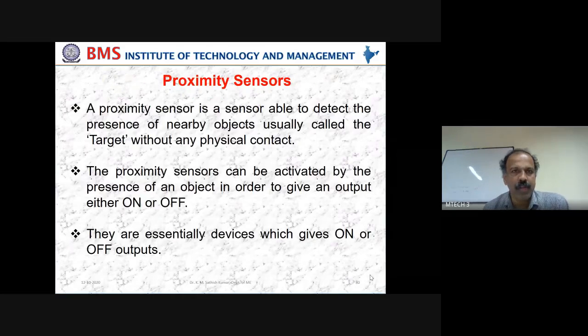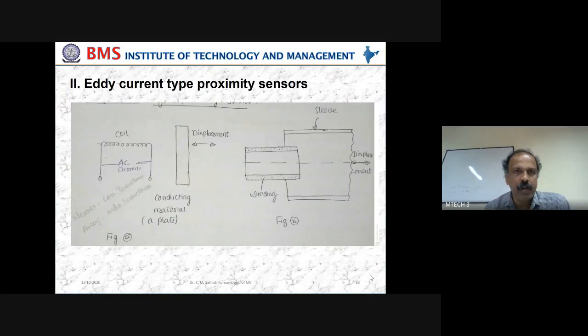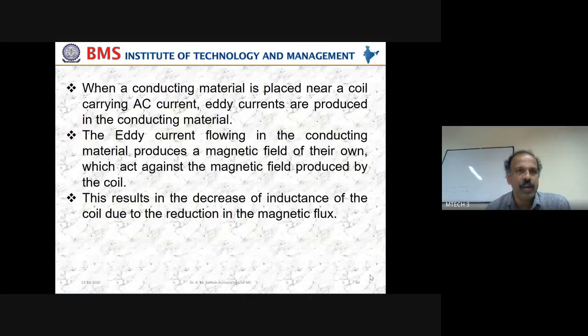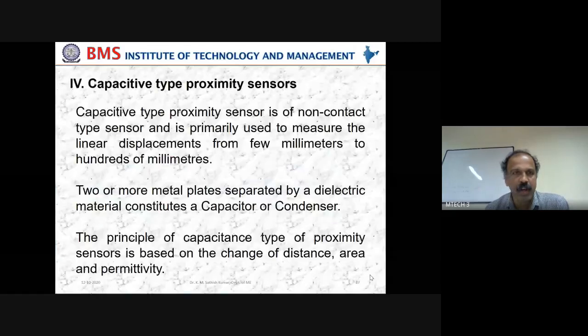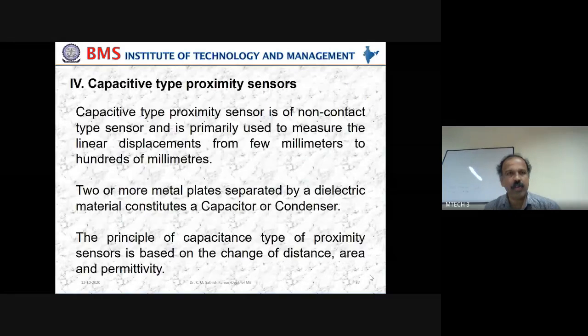Then we went to proximity sensors. Then the proximity switches we have discussed, then the eddy current proximity sensor, and next we discussed the pneumatic proximity sensors. Now we'll move on to the fourth one, the capacitive type of proximity sensors.